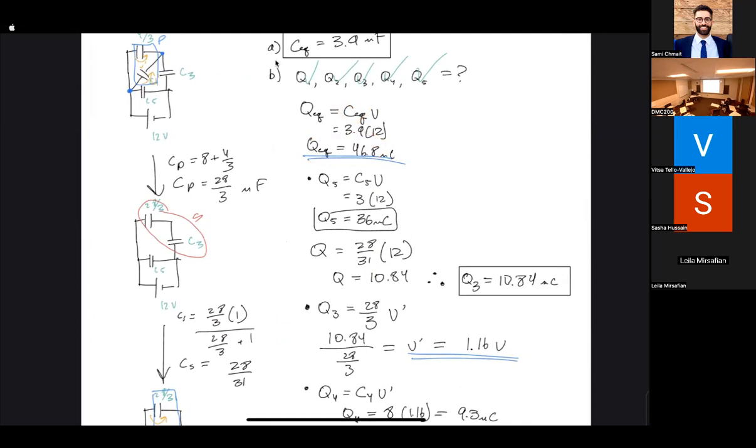Any questions on this? I'd say it's very important that this is something that we feel very comfortable with. Let me check Zoom chat.